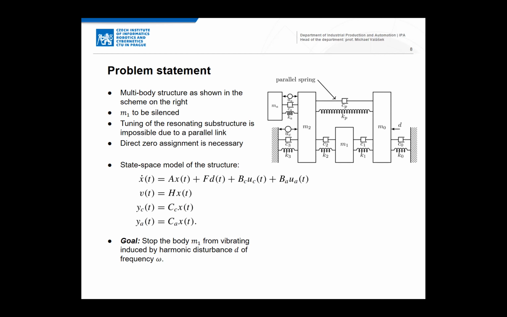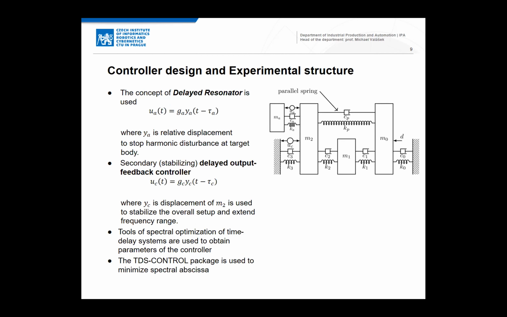Our goal is to stop the body M1 from vibrating. The method we use is the concept of the delayed resonator, which is a quite simple control law where we scale and delay our measured feedback. In our case, we use position feedback because from the implementation point of view, it's quite simple and easy to use. Our YA is the relative displacement of the body of the absorber and the body M2.